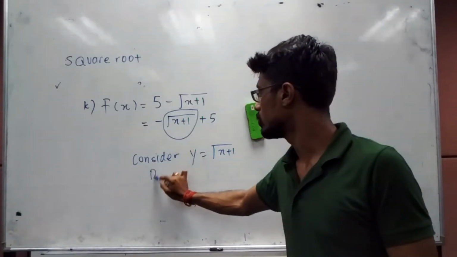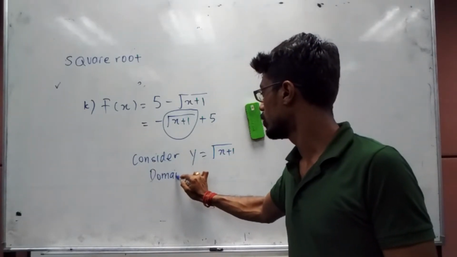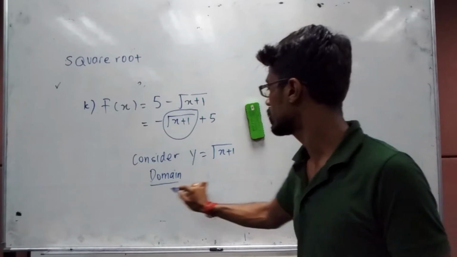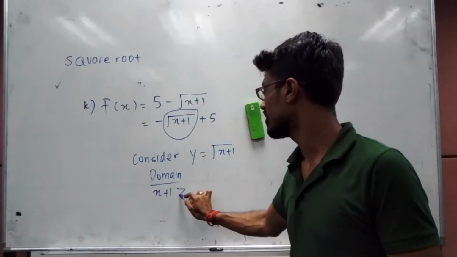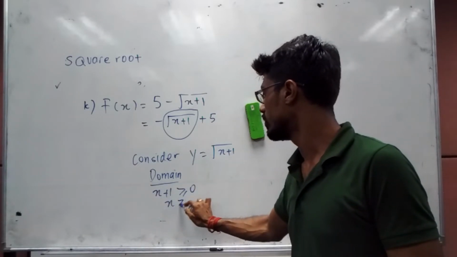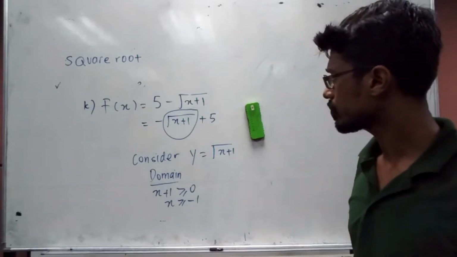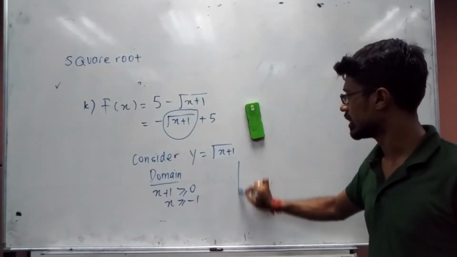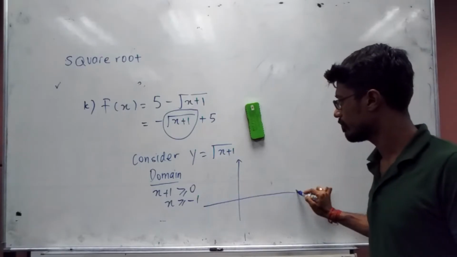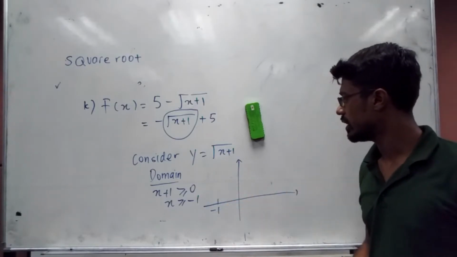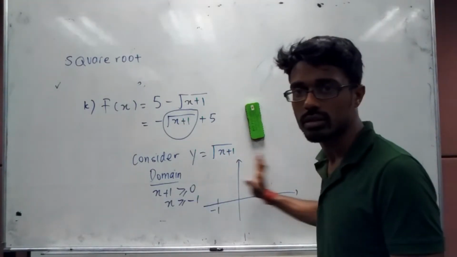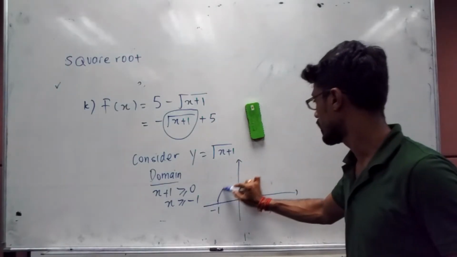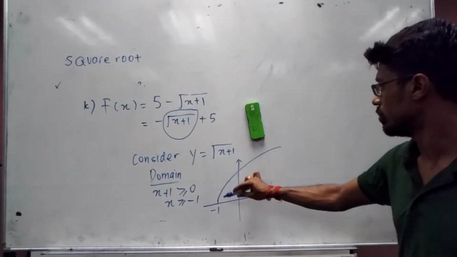So first one, always go and work out your domain. So the domain here, of course, x plus 1 greater than or equal to 0, x will be greater than or equal to negative 1. So if you see here, I can go and sketch this graph. I am at negative 1, the graph exists on this side. So my shape will be going like that.